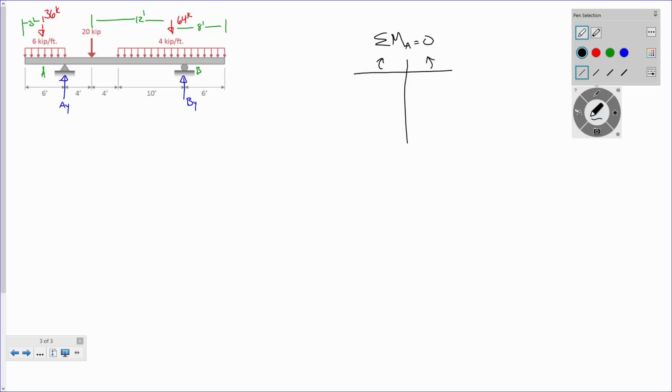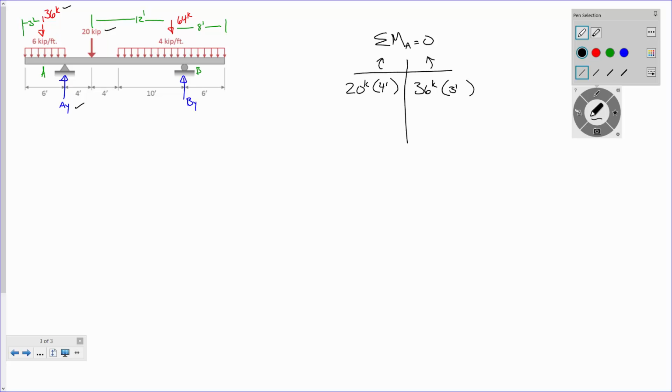All right, so we're summing moments at A. Let's handle it one at a time. We don't have to deal with AY. This 36 kips, is it going on the left or the right? To the right. And what's the moment arm? 3 feet. The 20 kips, we have to handle that too, and that distance is 4 feet.